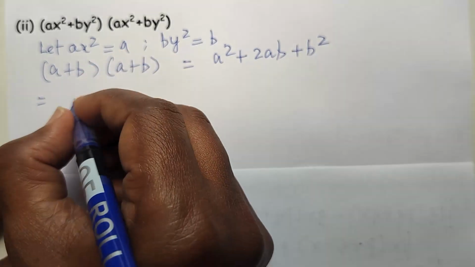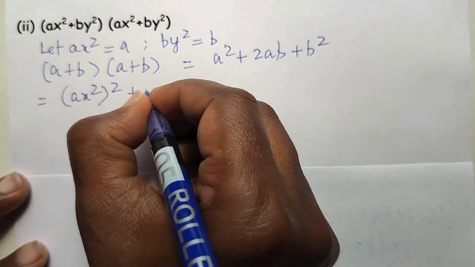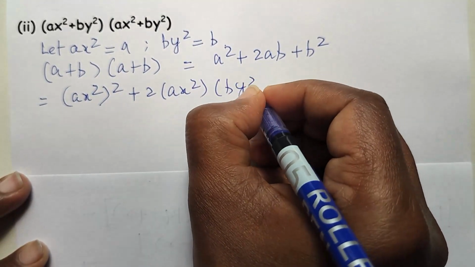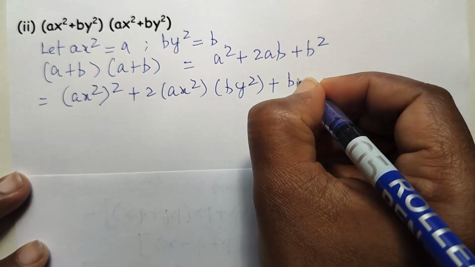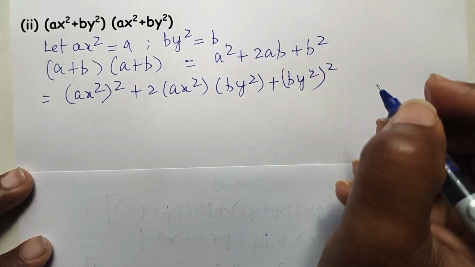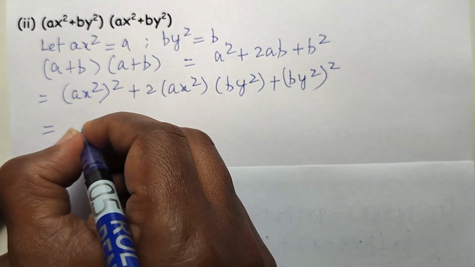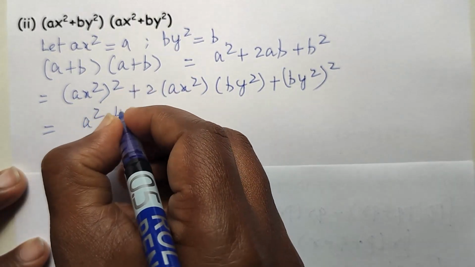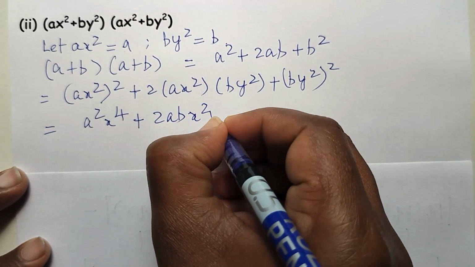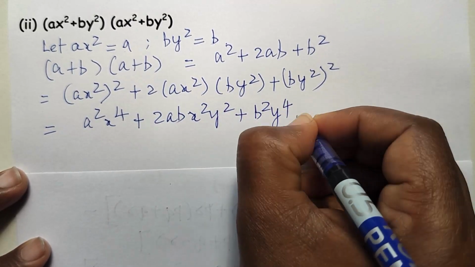Now what is a here? ax square. So we are going to input ax square here plus 2 into a into b plus b square here. So (ax square) whole square will be a square x to the power of 4 plus 2ab x square y square plus b square y to the power of 4 here.